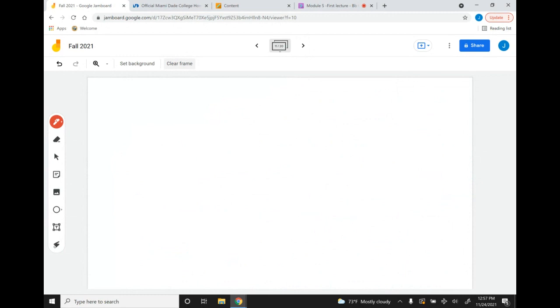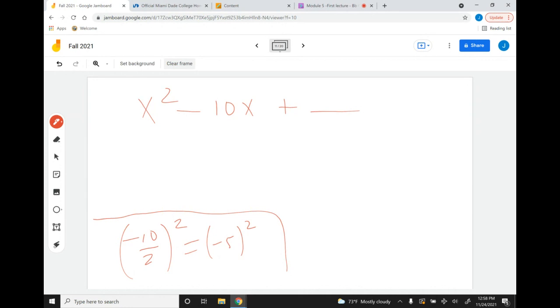Let's do, let's see. I'm thinking x squared minus 10x plus whatever. We need that to fill in the blank, okay? Fill in the blank. All right, so let's do this fast. The coefficient of x is negative 10. What are you gonna do? You're gonna divide it by 2, and you're gonna square it. What do you get? Negative 5 squared is 25. So this number goes here. Done.